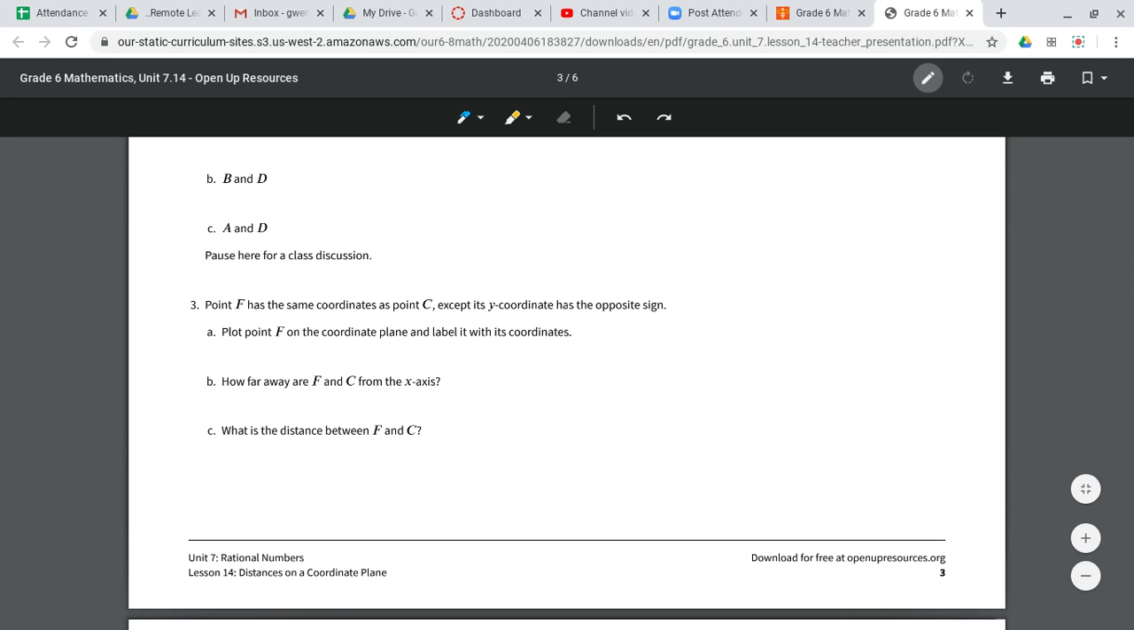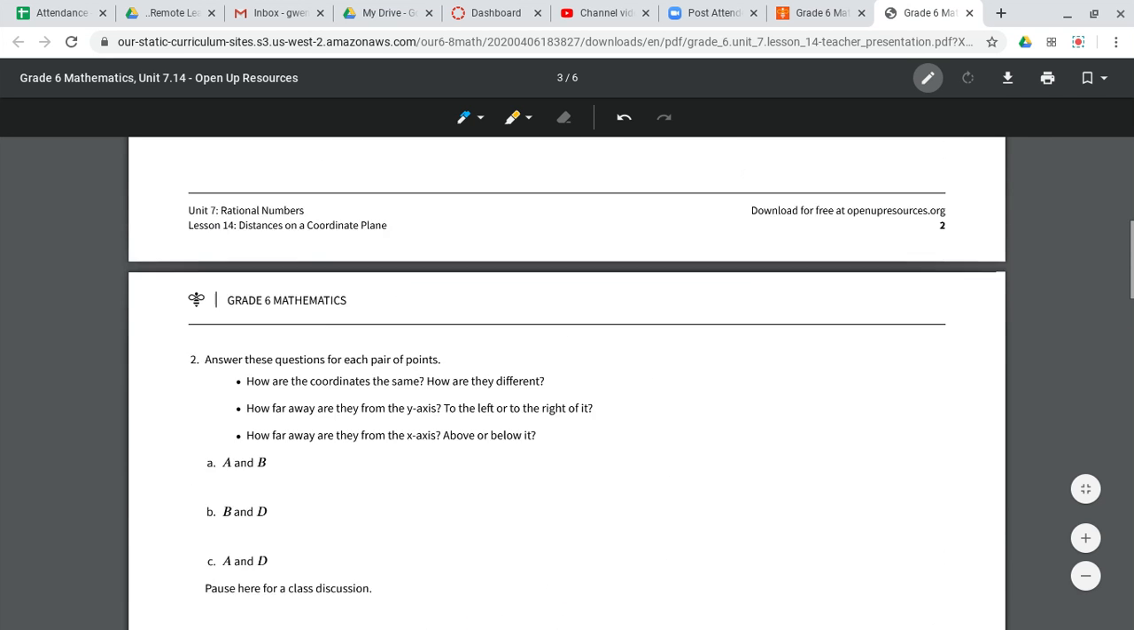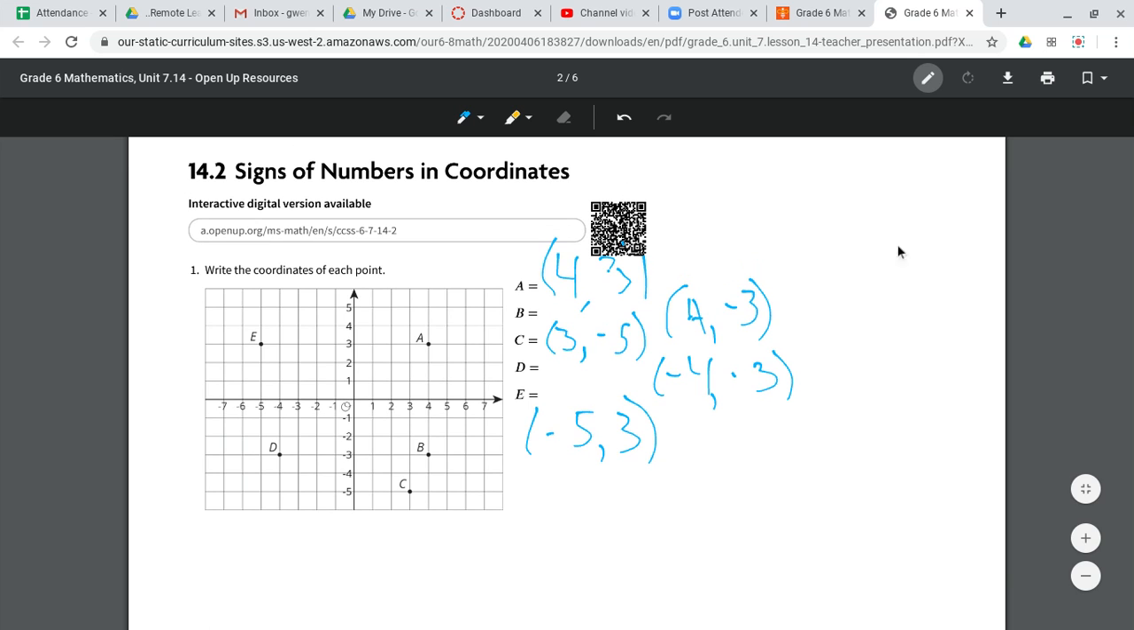So we're going to plot point F on the coordinate plane, and I'm going to write what its coordinates are right here. Being as it's the same as C, for the x coordinate, it's 3, and it's going to be the opposite sign as what C has. So for the y coordinate, it will be +5. Excellent. So now let's go back up here. We're going to 3, and instead of -5, we're going to 1, 2, 3, 4, 5.